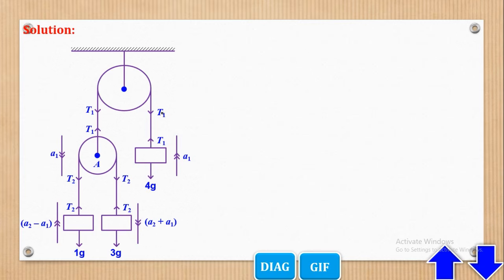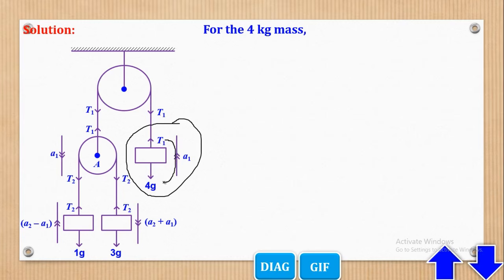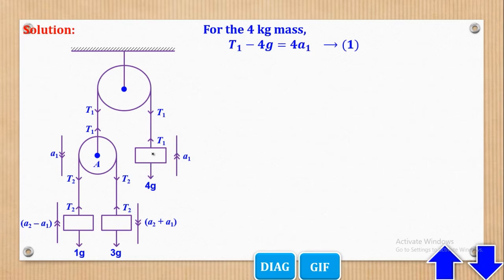So now that you have shown the forces and the accelerations, next is to use F equal to ma. For the 4 kilogram mass, these are the forces on the 4 kilogram mass. It is moving upwards, meaning the resultant force will be T1 minus 4g. So we shall come here and say that T1 minus 4g is equal to 4a1. So 4 is the mass, a1 is the acceleration.